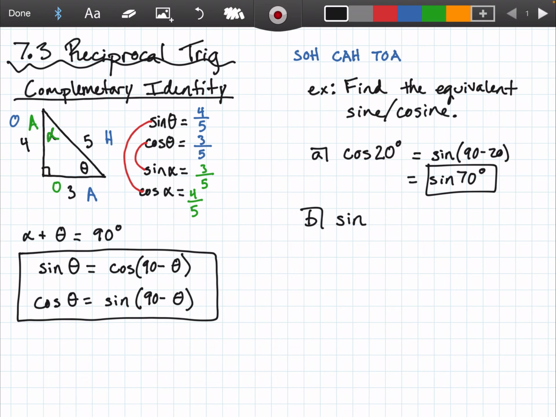So let's go with sine of 36. I've been given sine, so let's give the equivalent cosine. Now I do 90 minus 36, and I get 54. Great. Moving on. All right, let's talk about reciprocals.